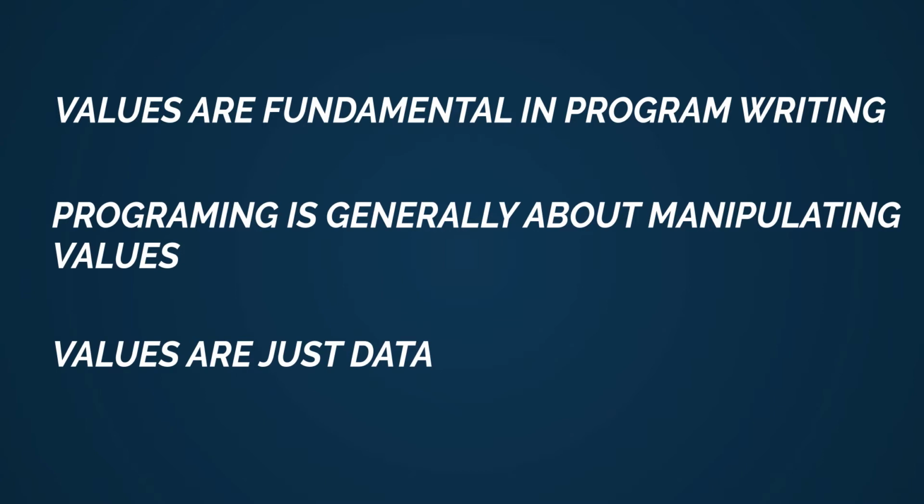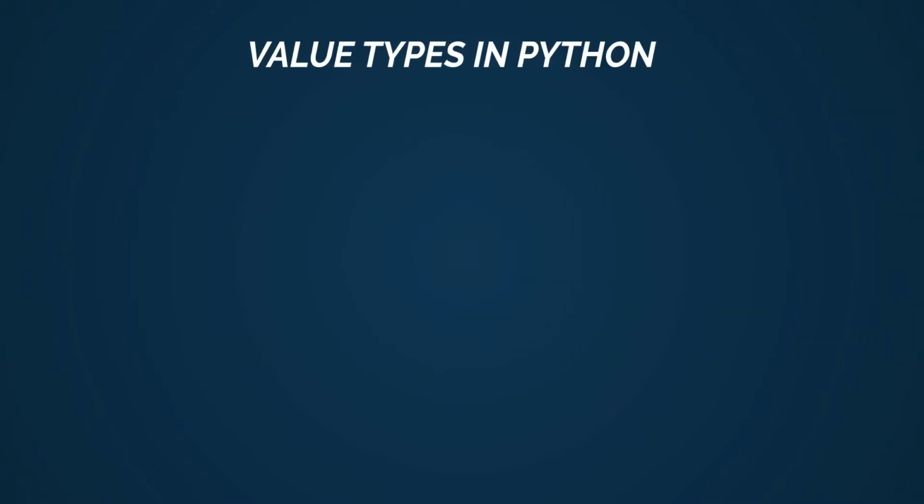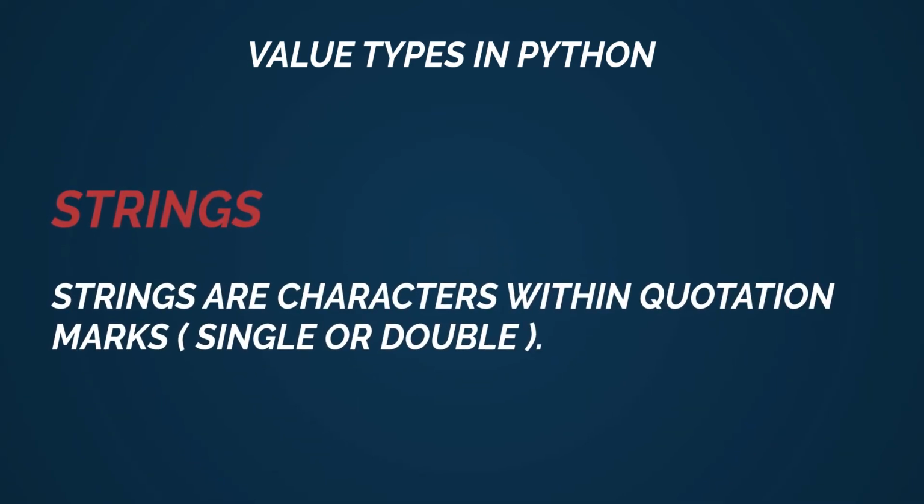These are different values, but each value has its own type. We're going to look at some of the data types in Python. The first data type we are going to be looking at is strings.